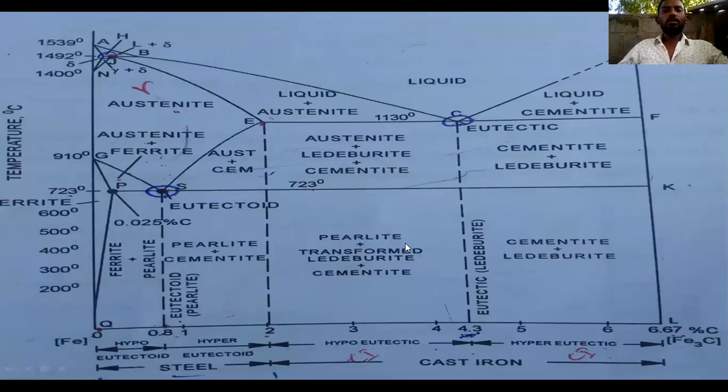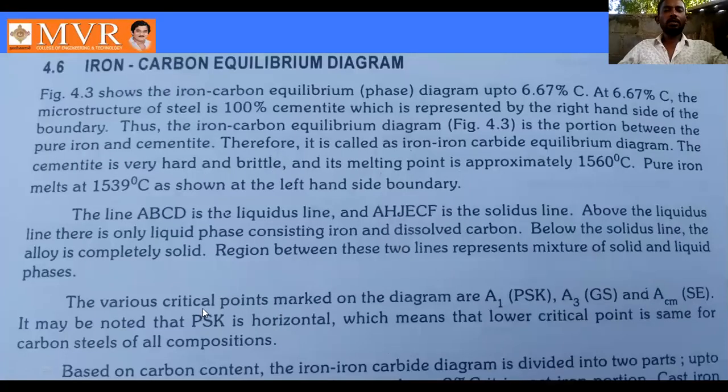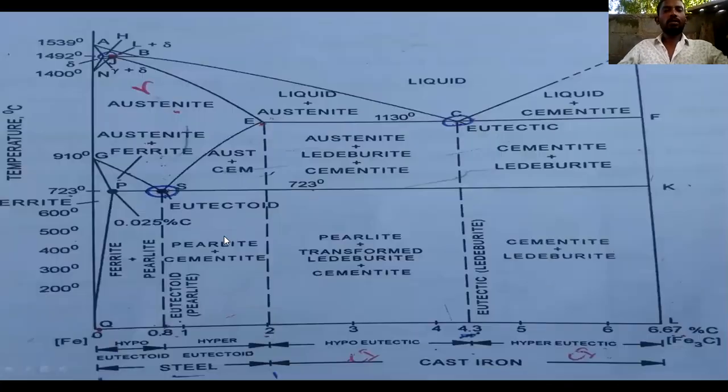Next one is, see here the various critical points are marked on the diagram: A1, A3, ACM. It is noted that PSK is the horizontal line, which means that the lower critical point is the same for the carbon steel of all compositions. So we have critical points. A structure change due to heating or cooling at constant temperature is known as a critical point.